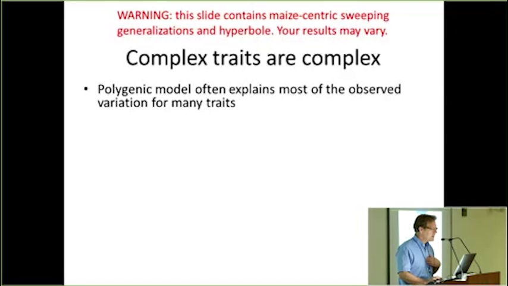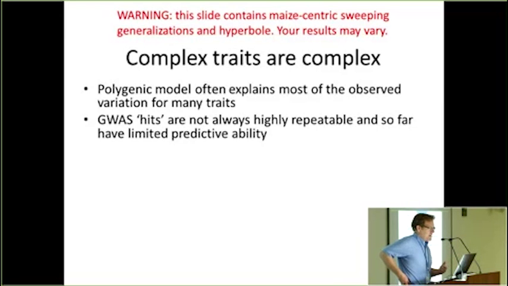Okay. The polygenic model often explains most of the observed variation for most of the traits, not all of them, like the tar spot examples and maybe MLN. There may be cases where you can find major gene effects, and that's great. If you can find them, use them.